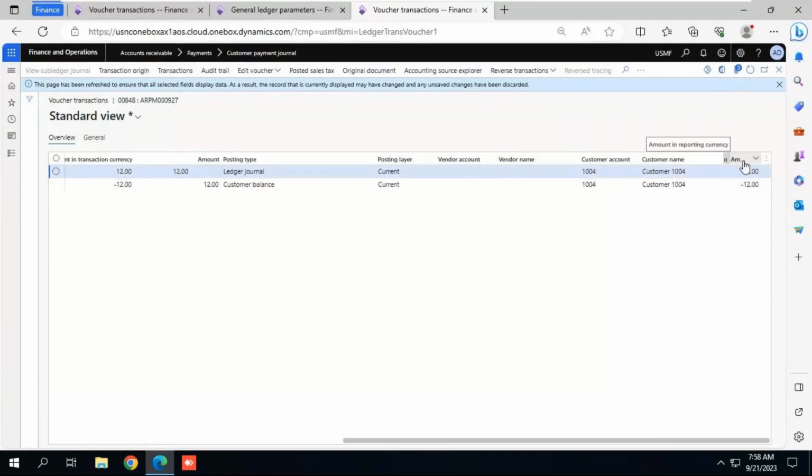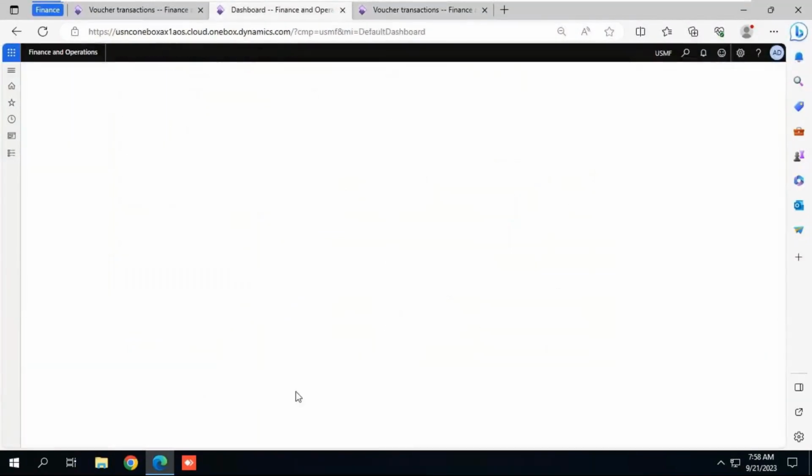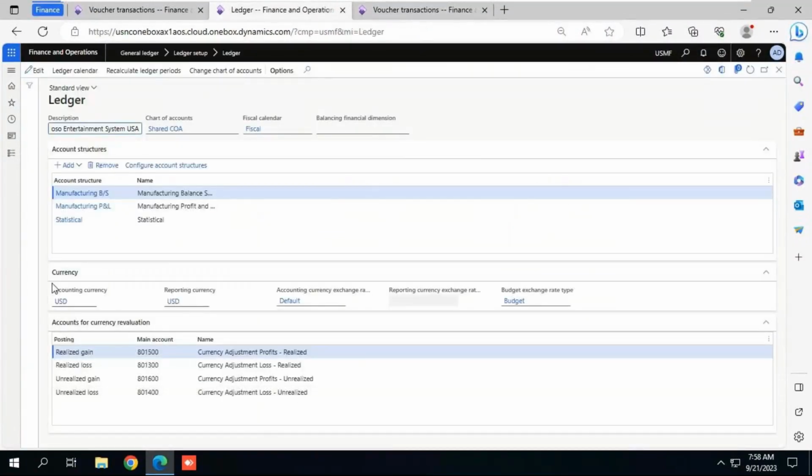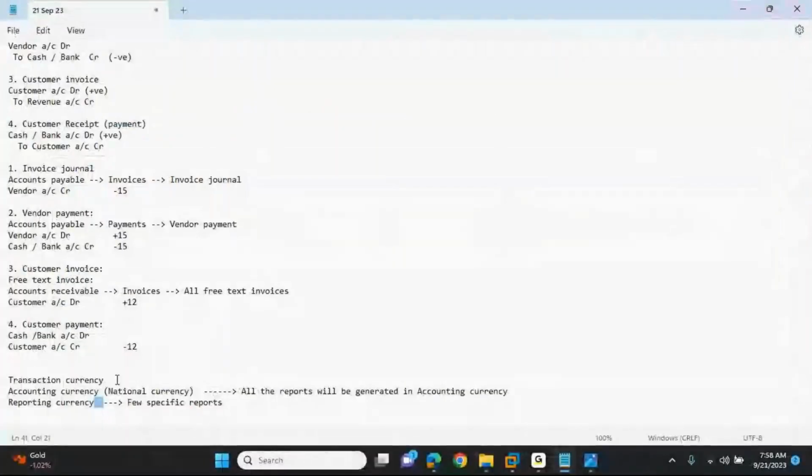So where can we configure this? In the general ledger setup, the ledger. You are deciding what is your accounting currency and what is your reporting currency. You cannot modify accounting currency and reporting currency in between. Transaction currency is whatever currency a transaction is done in, at that time. So there are three currencies: transaction currency, accounting currency, and reporting currency. In depth, you are going to learn soon about foreign currency revaluation. There is a foreign currency revaluation function you are going to learn in future.